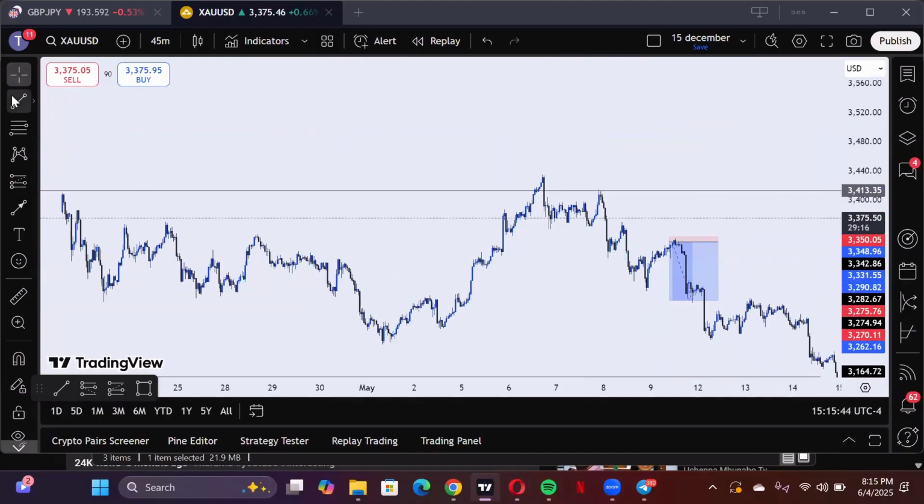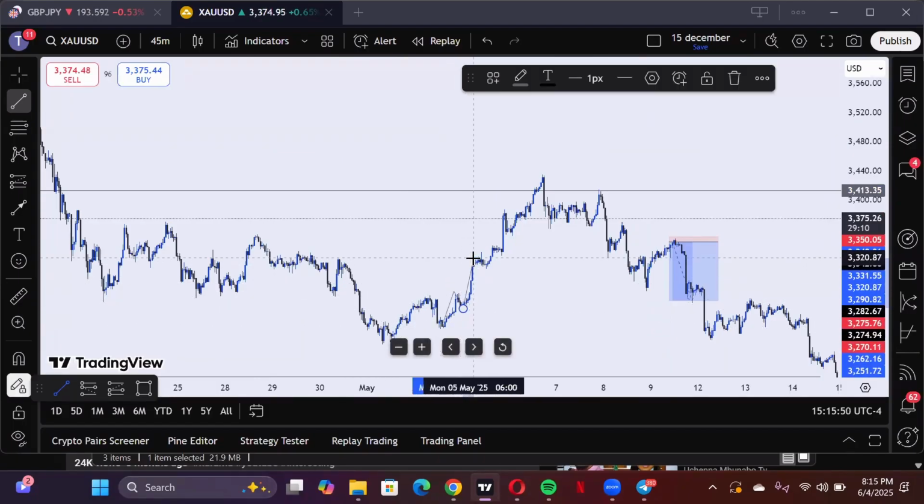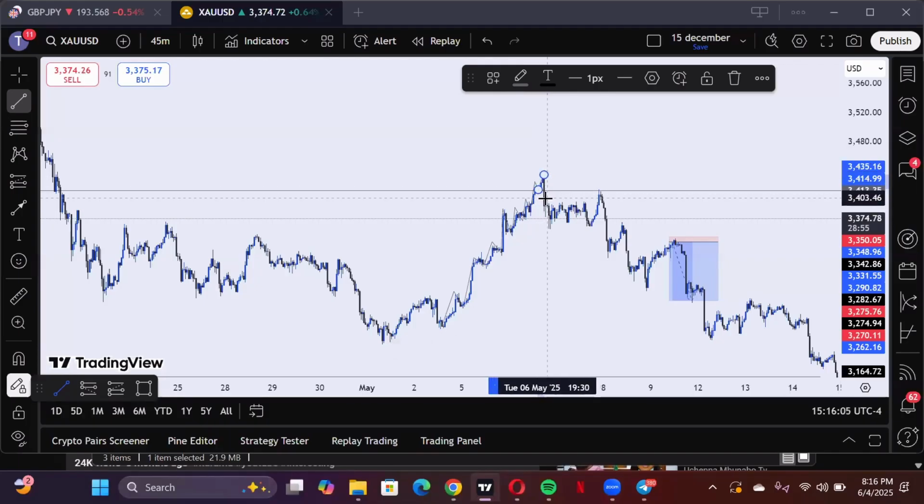But market is moving to the upside. This is an uptrend. You can see market making what? Higher highs, higher lows, higher highs, higher lows, and so on. So this is made up of what? A series of higher highs and higher lows, and this signifies what?